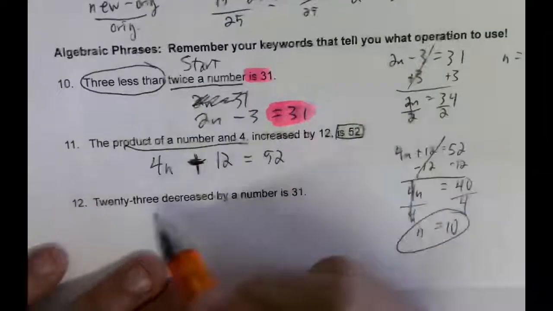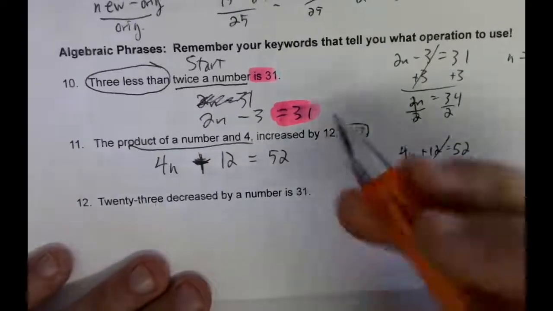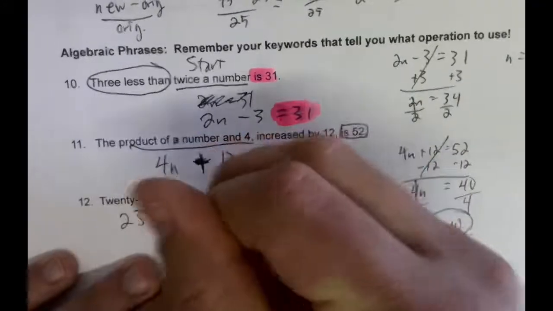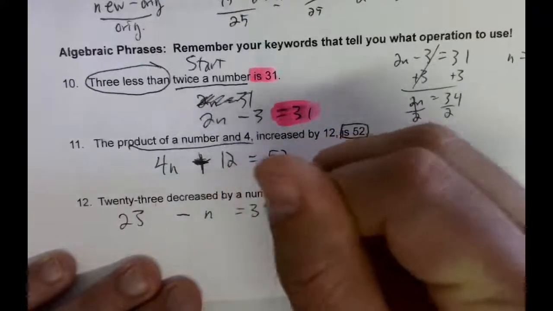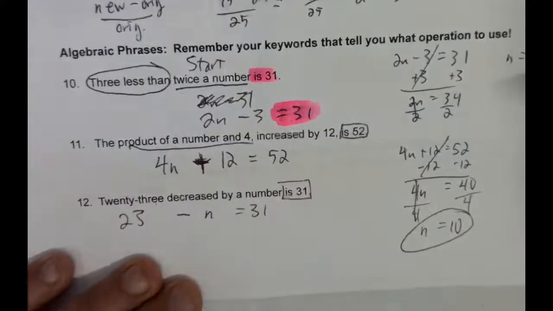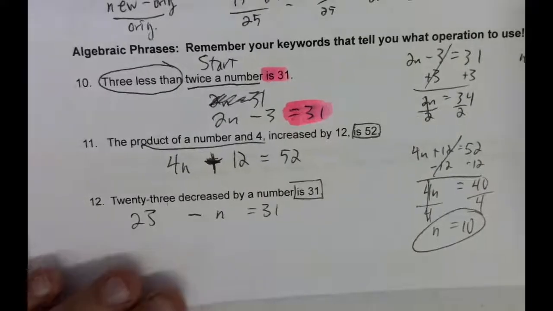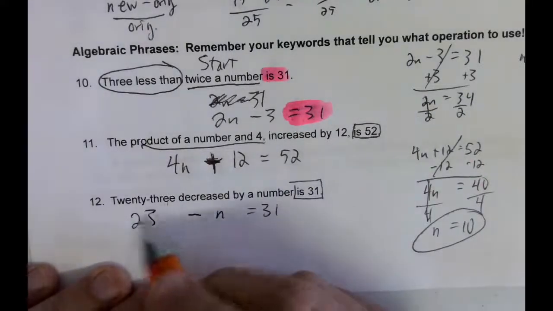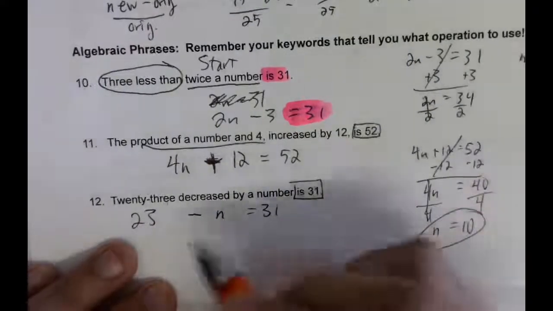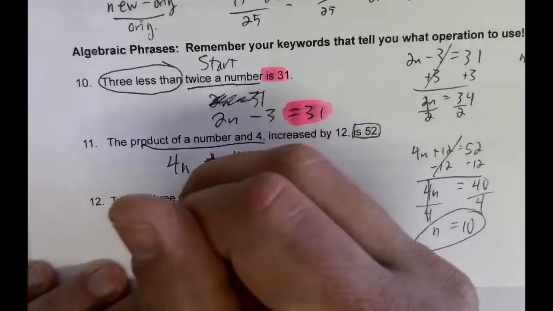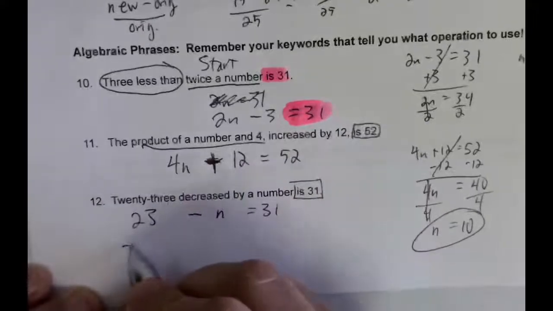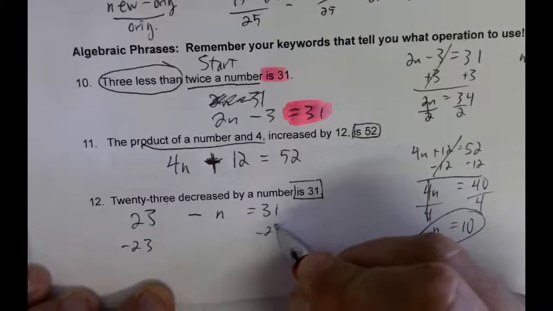Last one. 23 decreased by a number is 31. 23 decreased by some number is 31. There's my equal sign. Okay, how do we do this one? Well, we're going to deal with the constant first, just like we always have. But that n is being subtracted, so we're going to have to keep that in mind. The 23 is positive, so I need to subtract it from both sides.